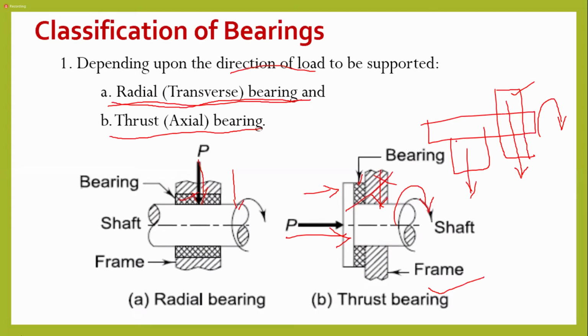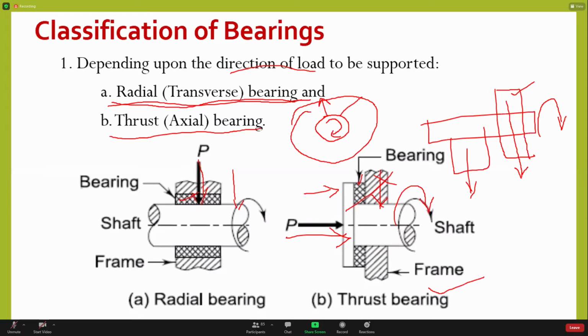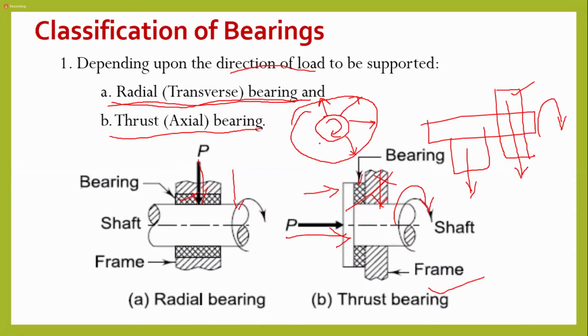But if the direction is downward and it is rotating, then how? So let us suppose this is the bearing, this is the shaft, and this is continuously rotating. So the load will be taking place in all the directions.